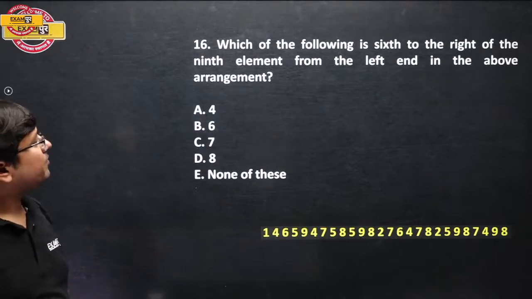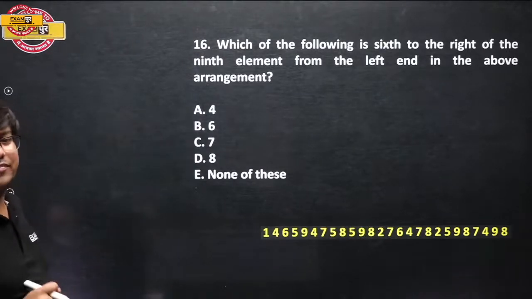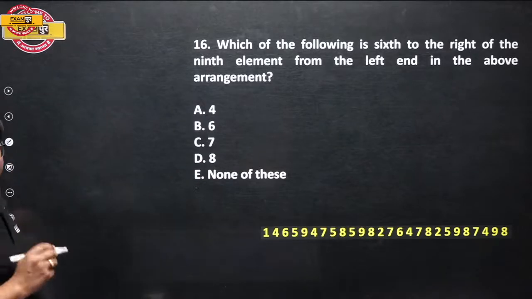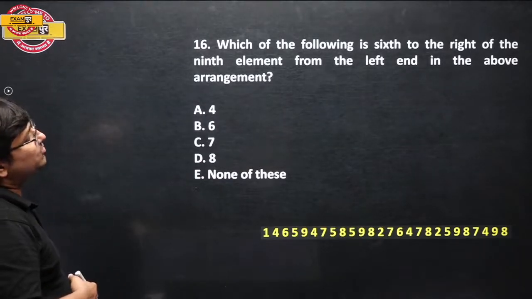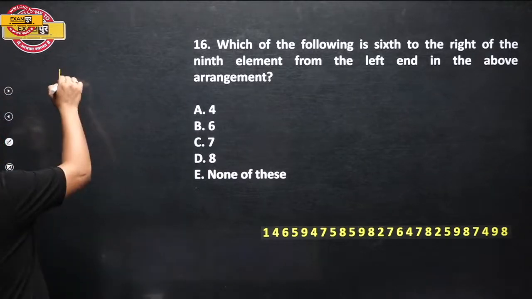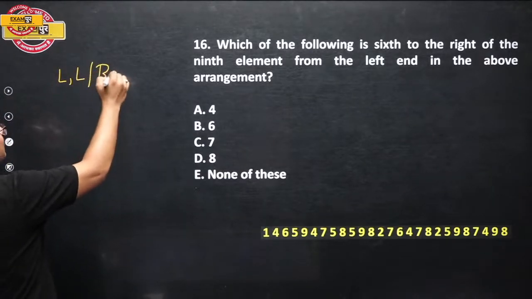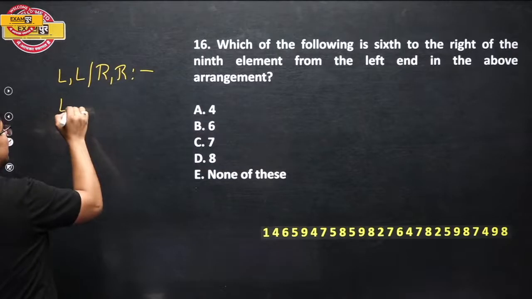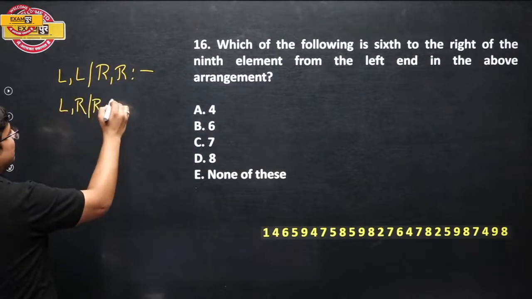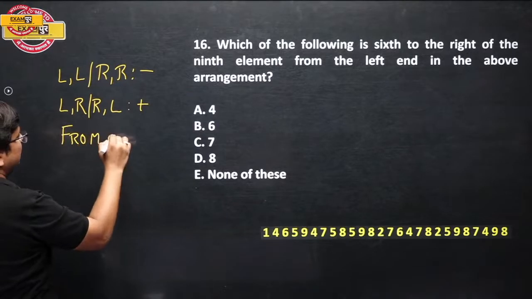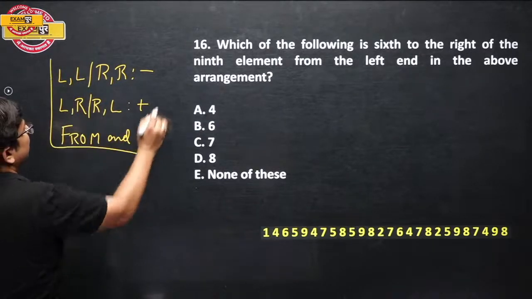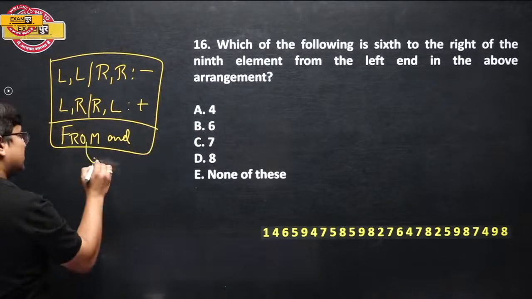Now see, this is the same thing. I will not keep on writing the formula again and again. Which of the following is 6 to the right of 9th from the left? See, once more I am writing it. Left, left or right, right, you have to subtract the numerical values. Left, right or right, left, you have to add the numerical values. Counting will be done from the from end.